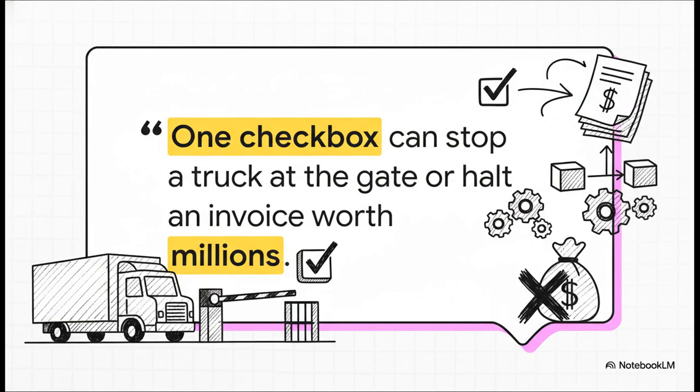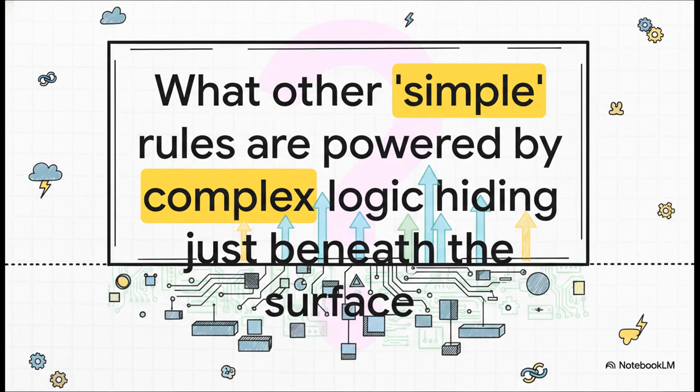As our source material puts it so perfectly, one checkbox can stop a truck at the gate or halt an invoice worth millions. That just says it all, doesn't it? It perfectly captures the immense hidden power of getting these small details right. The whole complicated machine of modern business often balances on these simple, elegant little controls. So the next time you click Place Order on a website, take a second to think about all the invisible logic firing off behind the scenes.